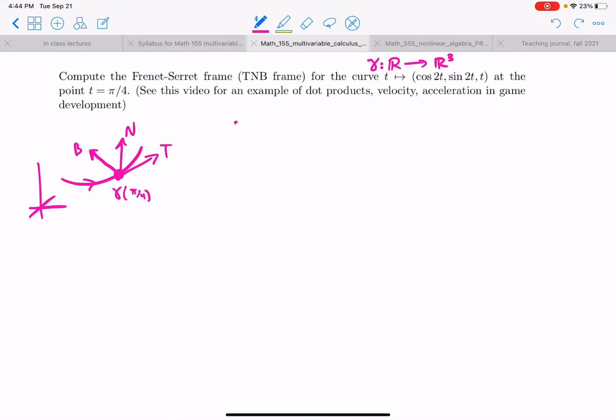Well, if gamma sends t to cos 2t, sine 2t, t, then gamma dot, the velocity, is, okay, derivative of cos is sine. So chain rule pulls out a 2. Derivative of sine is cos. Chain rule pulls out a 2. Derivative of t is 1.